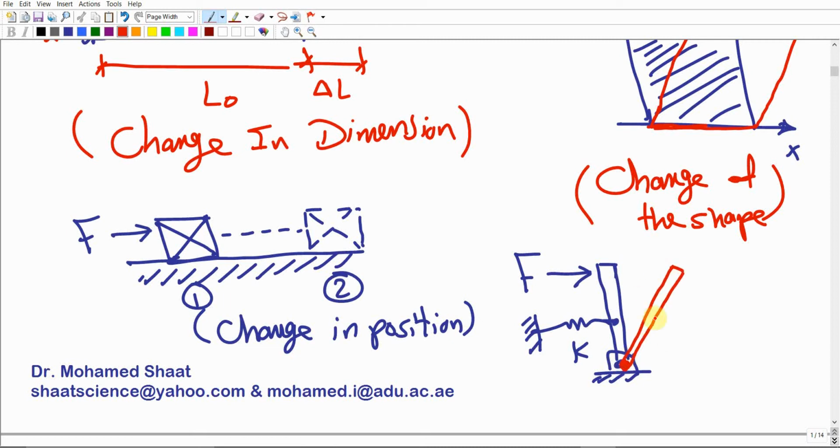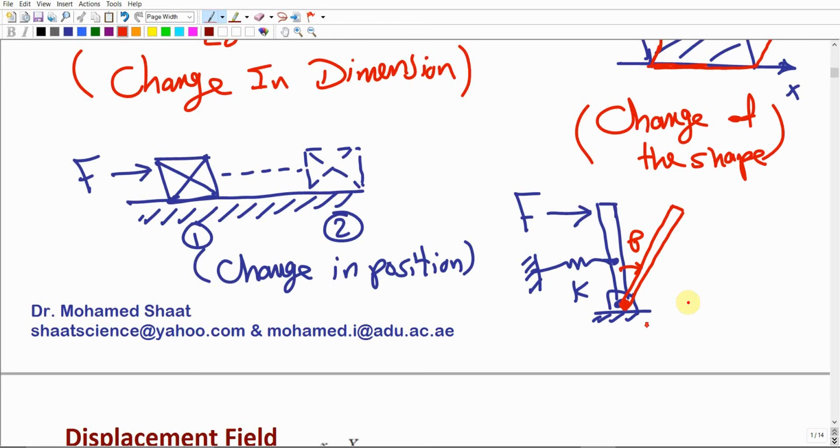So it means that after a while, because of the external force, it's going to have a kind of rotation with an angle theta. So we're going to say that we have a change in orientation. This change in the orientation can also be considered as a change in position. Like this point was here, now it became here. This point was there, so now it became here.